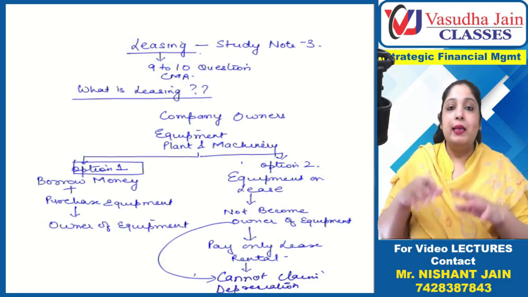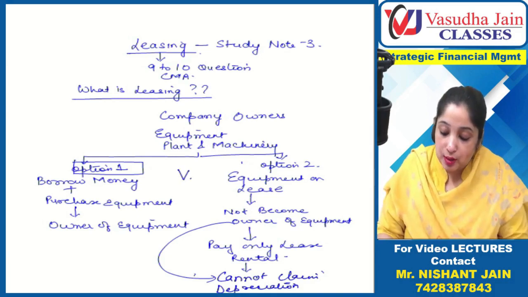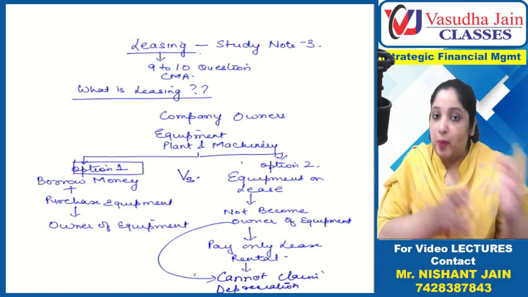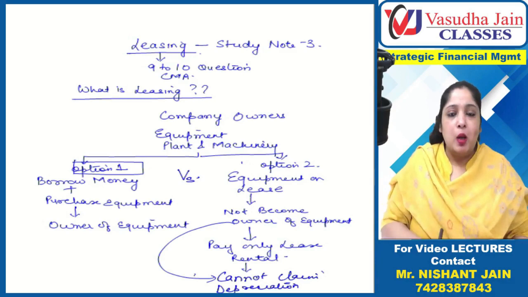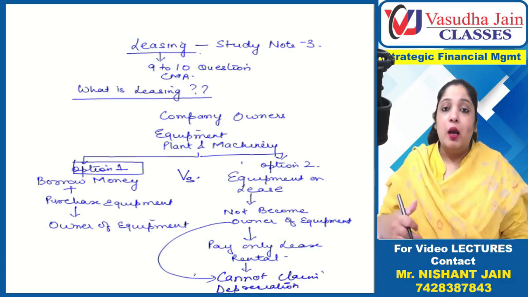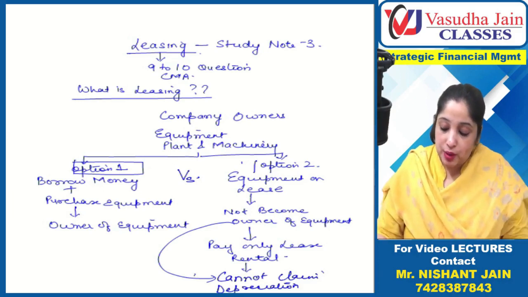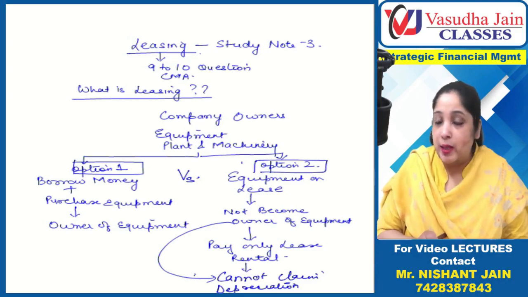So basically in this chapter, you have to compare these two options. Basically, you have to compare whether you should borrow money and then purchase the asset and become the owner, or you should take the machine on lease. Now, these are the two options, right? So you have to compare. There are two issues in this comparison.